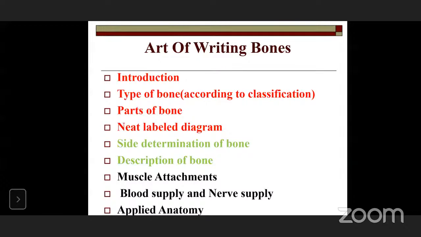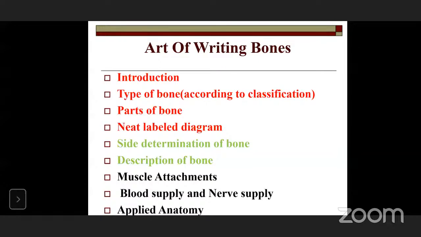The first is the introduction. First introduce the bone, whatever is given, that it is a bone. Then comes the type of the bone. Many people miss this, or sometimes they write only that it is a long bone. In all four categories, according to the position, according to the size and shape, according to the gross structure, according to the development, you have to write which category this bone belongs to, as the type of the bone.